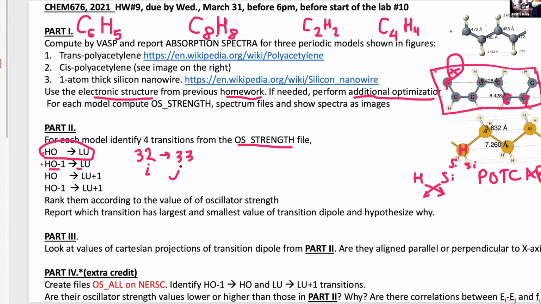So I'm inviting you to look inside the oscillator strength file and parse and take from there 4 lines corresponding to these transitions and then analyze them intellectually. So you can rank them according to the value of oscillator strength, which is in the third column, and then report which transition has the largest and smallest value of oscillator strength.